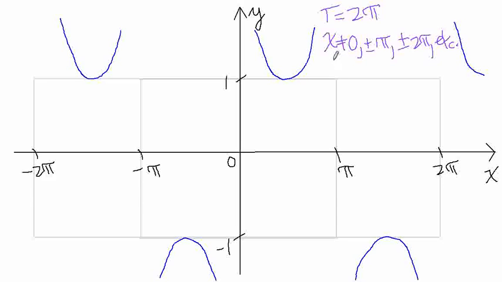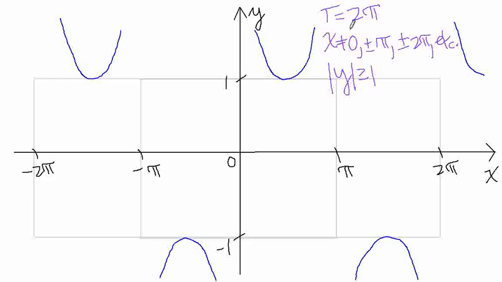The range, because the y values include everything greater than or equal to 1 and less than or equal to negative 1, can be compactly stated as all y values such that the absolute value of y is greater than or equal to 1.